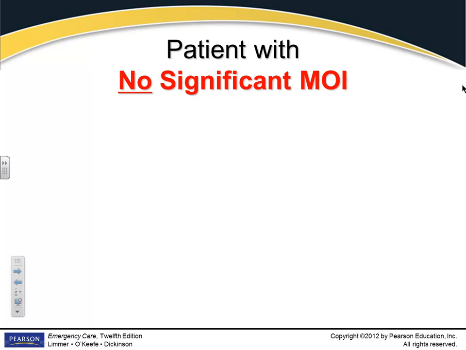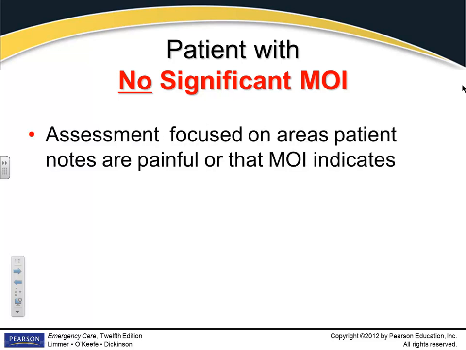Okay, first let's look at a patient with no significant mechanism of injury. This is where, if we look at the list of significant injury patterns, this is something that's not going to be all that big a deal. Somebody just fell out of their chair, then you wouldn't expect a significant mechanism of injury. Usually this is where your patient tells you where it hurts.